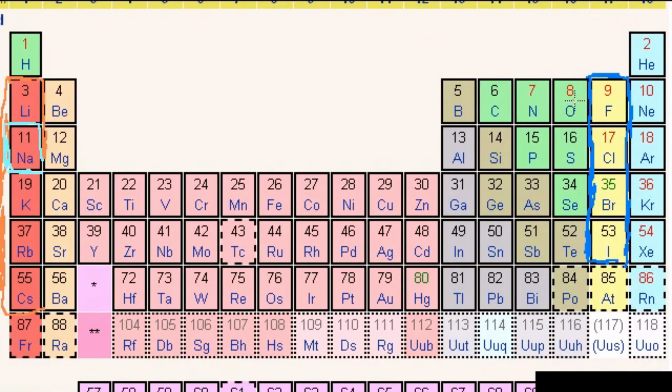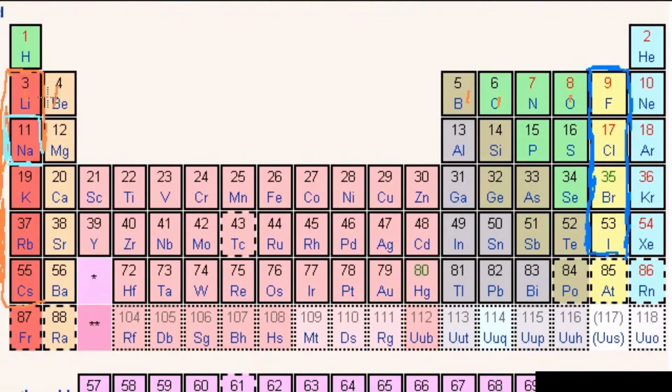Oxygen has 6 valence electrons, right? 1, 2, 3, 4, 5, 6 valence electrons. It's 2s2, 2p4. So the second shell has 6 electrons. So oxygen has 1, 2, 3, 4, 5, 6. And then let's say we have another oxygen that has 1, 2, 3, 4, 5, 6 electrons.